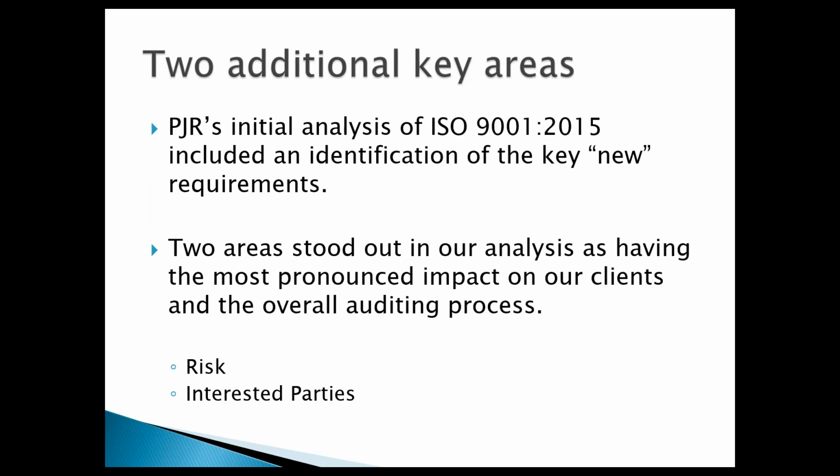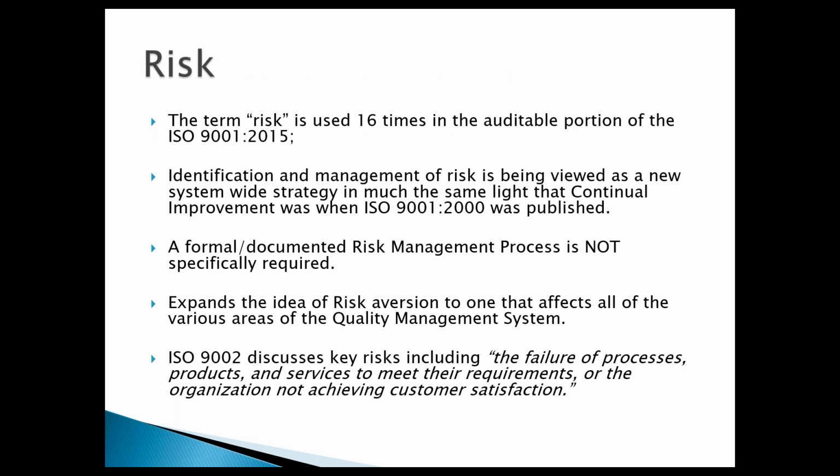Now, moving past the most common issued nonconformances, I want to talk a little bit about two additional key areas that were new when ISO 9001:2015 was first published, and that's risk and interested parties. Let's start with risk. Now, the term risk is actually used 16 times in the auditable portion of ISO 9001:2015. And the intent with this requirement is it is a system-wide strategy, very much in the same spirit that continual improvement was when the third edition of ISO 9001 was published.